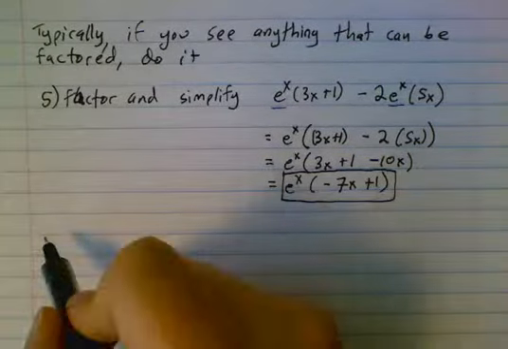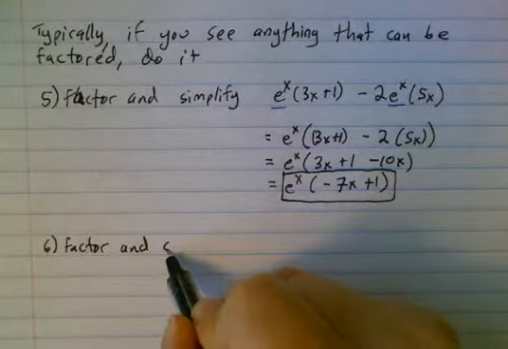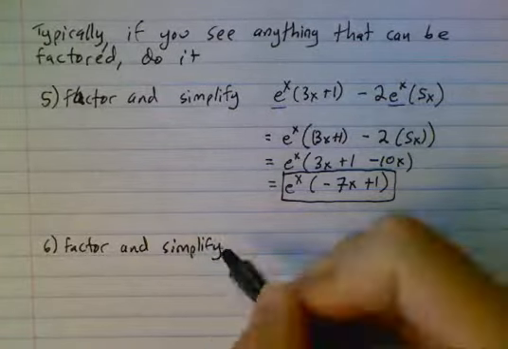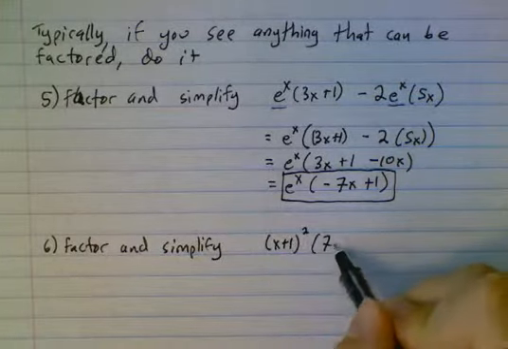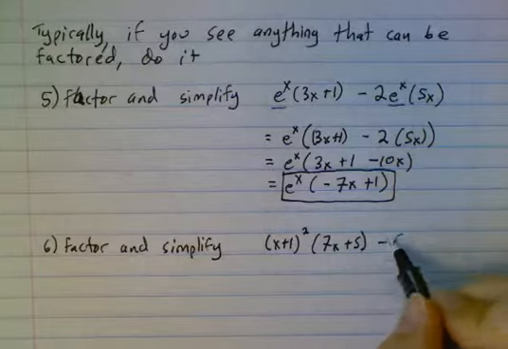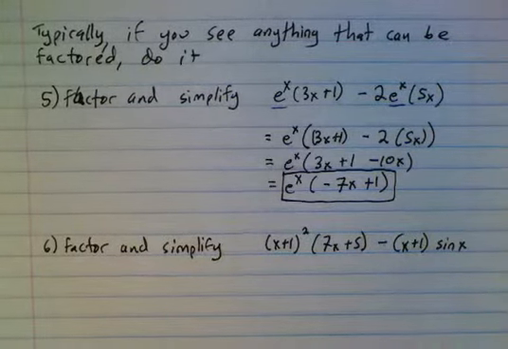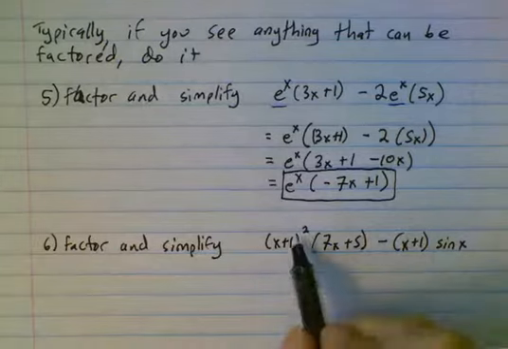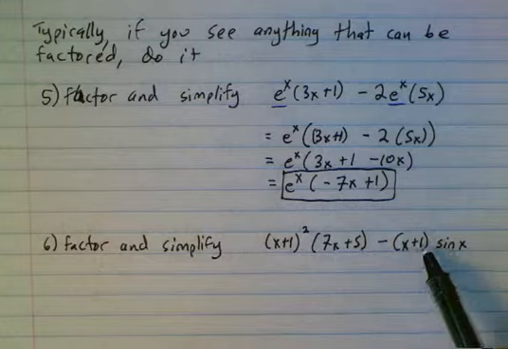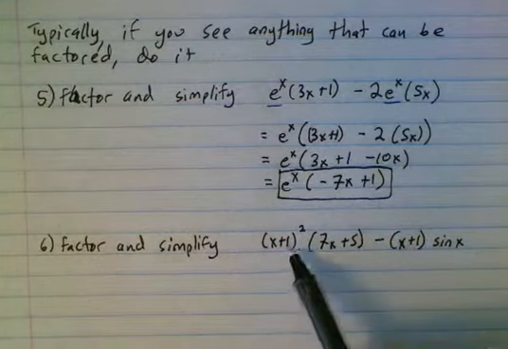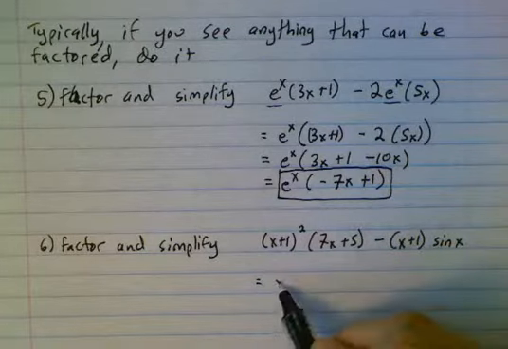We can also do some factoring and simplifying with something that looks like this. Notice how there's an x plus 1 here and an x plus 1 here. Just as if this was y squared and this was y, we'd be able to factor out a y. If we've got an x plus 1 squared here and an x plus 1 here, we can factor out an x plus 1.